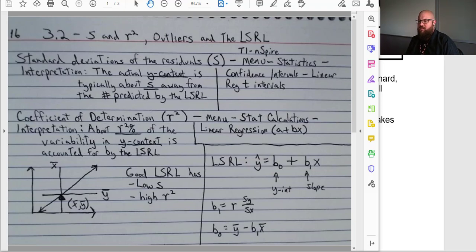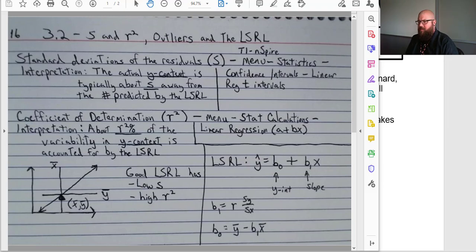So again, let's look at this right here on our big ideas. We've got the standard deviation of the residuals, or lowercase s, right there next to it, as far as the TI-Nspire menu directions on how to calculate that. Then we're going to go into the coefficient of determination, which is r squared. And then right there next to it as well are the TI-Nspire menu directions.